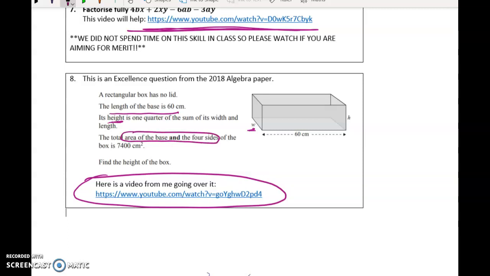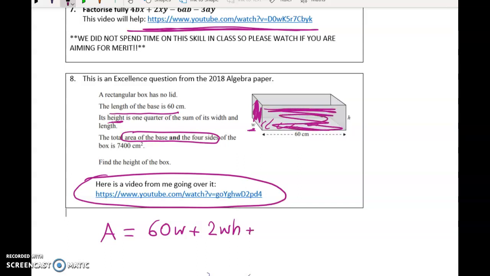So we can start out by thinking that the area is going to have the base, which is going to be this surface here, which is 60w. And then we're going to have these 2 sides here, which will be 2 times w times h, 2 because there's 2 of them. And lastly, we're going to have 2 of these sides here, which are going to be 60 times h, right? And we know that that area, and we don't have a lid on the box, is going to be 7,400. So we're setting that equation up to start with.